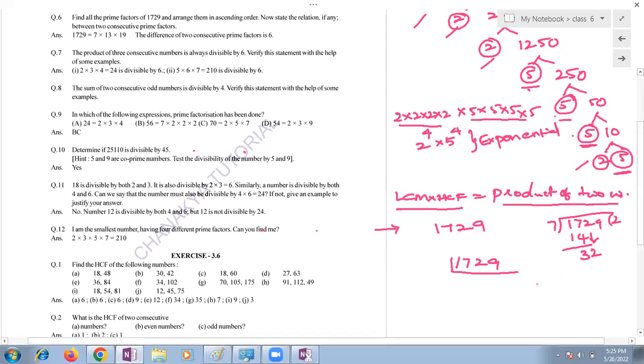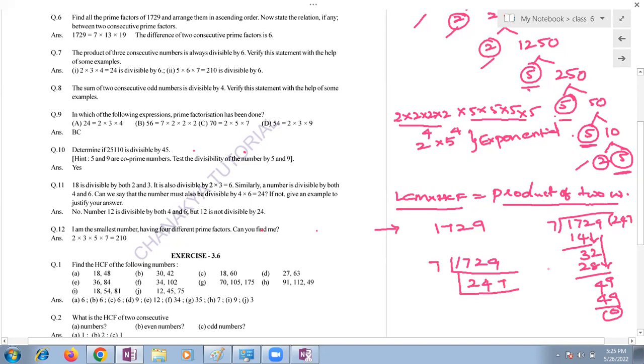Now coming to the question: 7 how many times gives 17 below 32, children? 7 fours are 28, so it is 4. Bring down 9. So it is exactly divisible by the 7 table, children. 7 sevens are 49, and the remainder is 0. Okay, you can go with the 7 table: 7 times 247 is 1729.